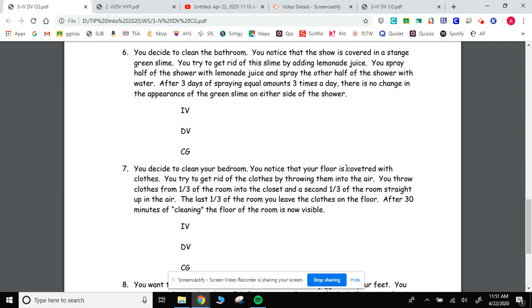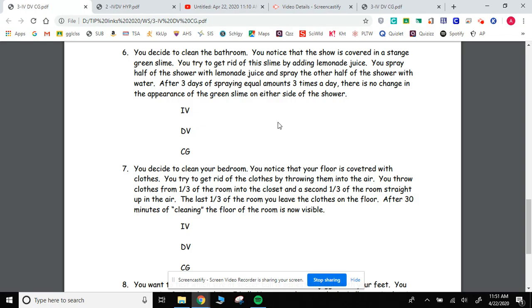Number 6, you decide to clean your bathroom, and you see green slime. You think that adding lemonade juice is going to get rid of that. So you spray half the shower with lemonade juice and the other half with water. After 3 days, there's no change in the appearance of green slime.